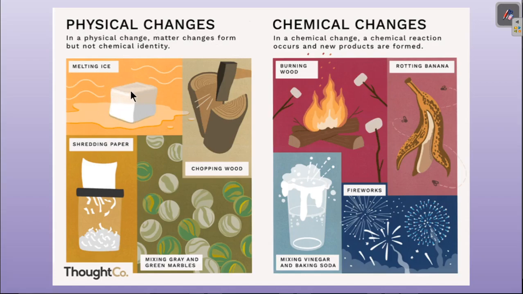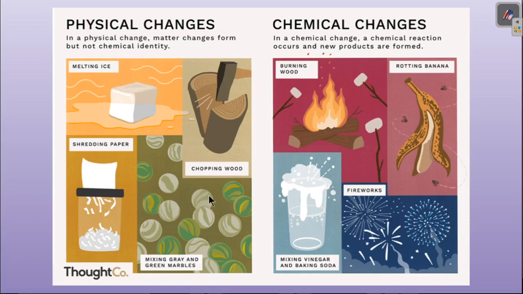Melting ice. Melting, going from a solid to a liquid state, is a phase change, a physical change. Chopping, breaking anything. When you break something into smaller pieces, that is a physical change. The shredder, right here, that paper being shredded, is a physical change. Mixing anything.